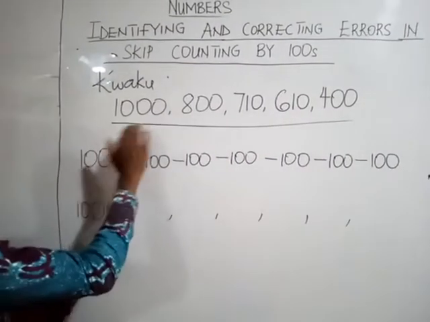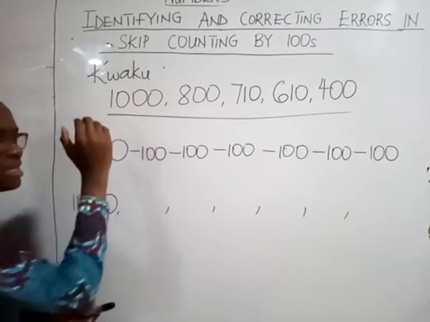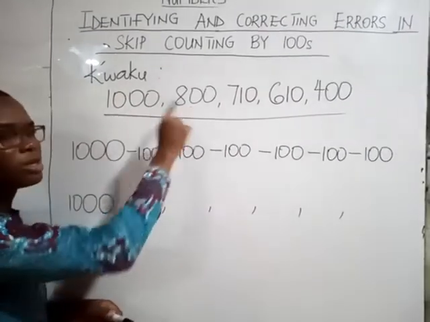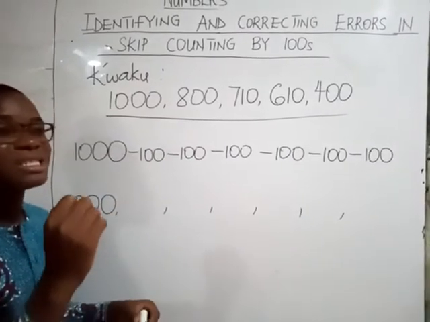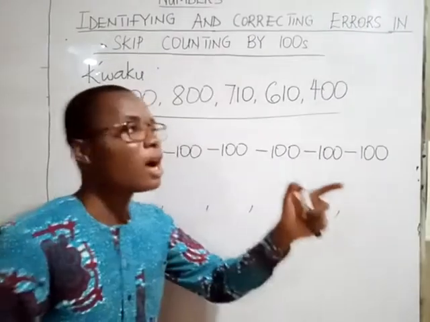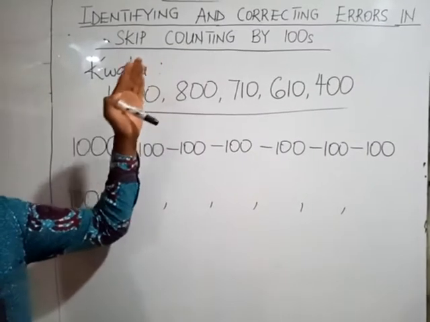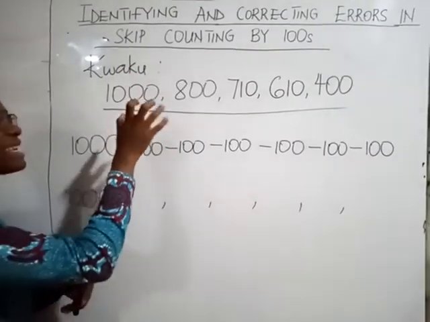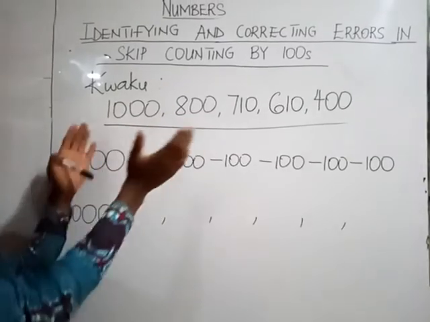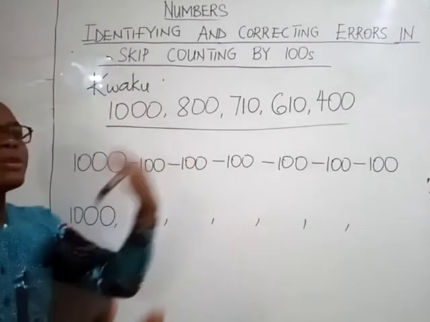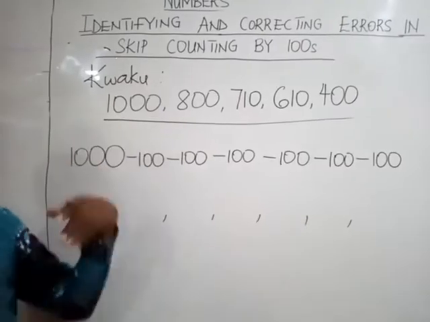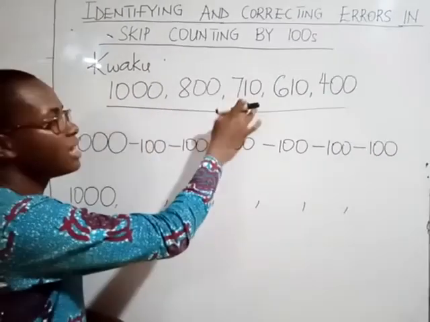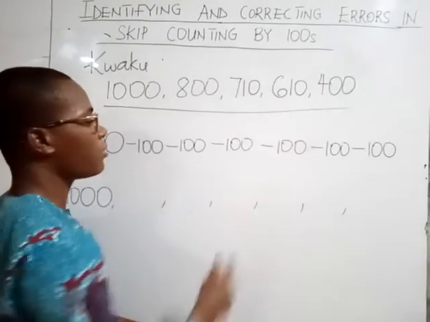So now this is what he did. He had 1,000. When you look at what he did, from 1,000 he moved to 800. This should tell you that he was skip counting backwards. Now with correcting skip counting, it may be forward or backwards. But this time, the problem we have here is decreasing, so this tells you that it's skip counting backwards. From here, it moved to 800, then 700, 600, then 400.